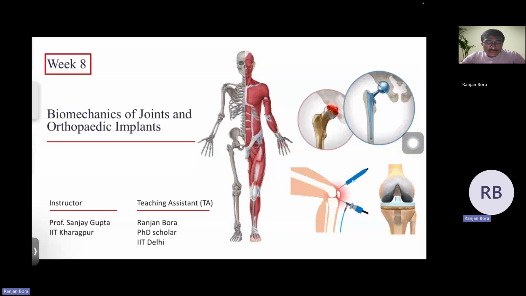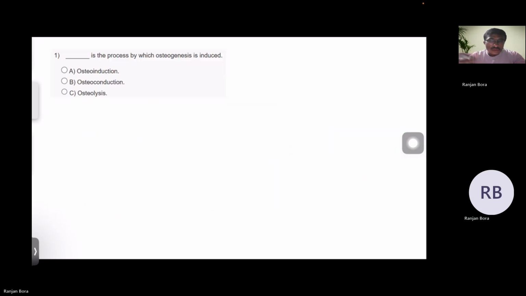In today's tutorial, first I will solve the assignment from week 7, and after that, I will explain some concepts related to this week, and I will solve some numerical problems. Also, I will give a software demonstration using the OpenSim software. So I will start now. First, I will solve the assignment from week 7.